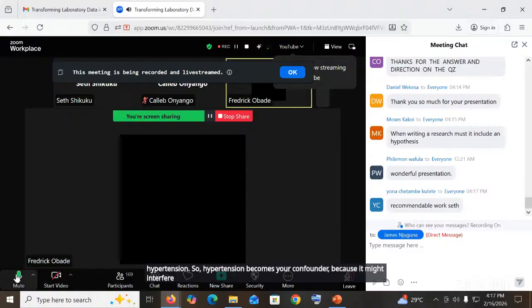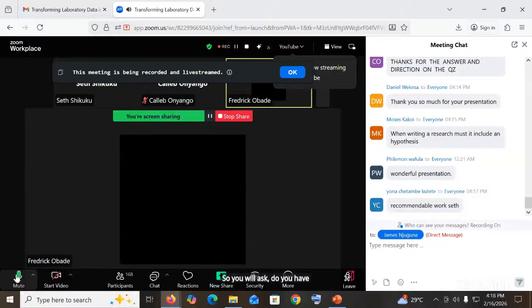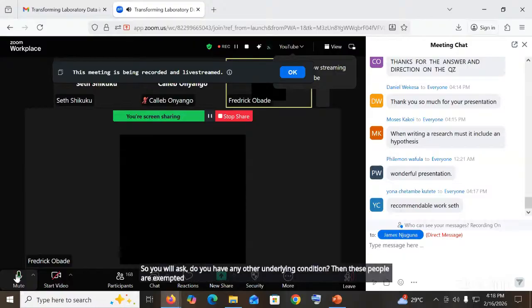So one way you can decide is to ensure that all the people you sample have only diabetes and do not have hypertension or other underlying conditions. So you will ask, do you have any other underlying condition? Then these people are exempted. That we call the exclusion and inclusion criteria. So using the exclusion and inclusion criteria, you are able to manage the confounders.